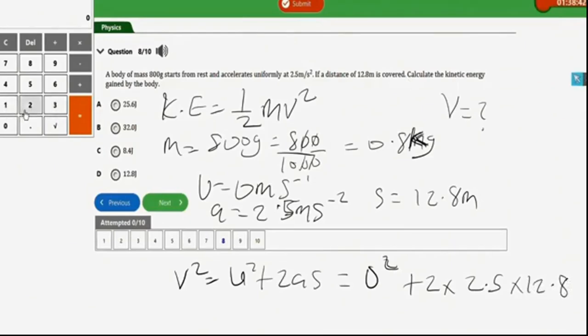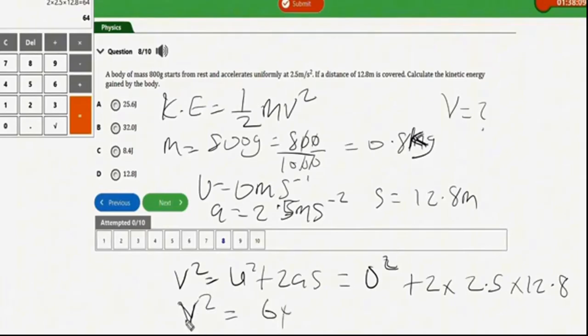We have 0 square is 0, so we have 2 times 2.5 times 12.8, so we have 64. Okay, let's write this down. We are left with v square equals 64.